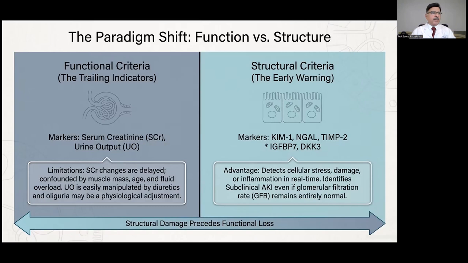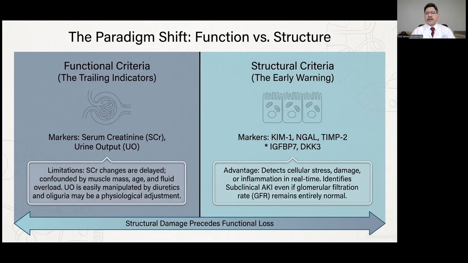Now you see here the functional criteria and structural criteria. Functional criteria are trailing indicators and structural criteria are the early warning. Markers: serum creatinine and urine output. Limitations: serum creatinine change occurs later, confounded by muscle mass, age, fluid overload. Urine output is easily manipulated by diuretics. Oliguria may be a physiological adjustment.